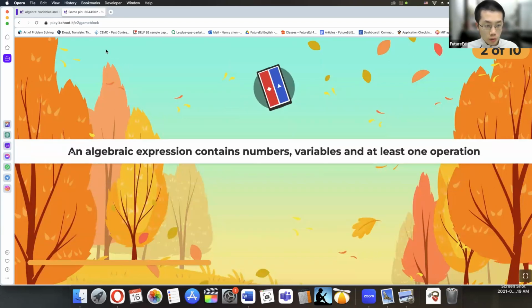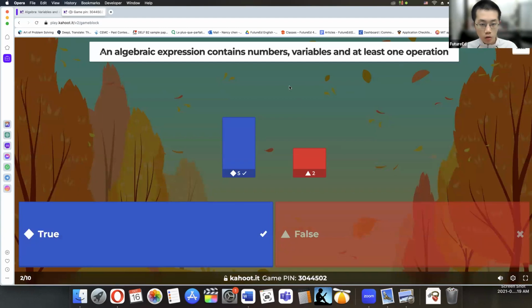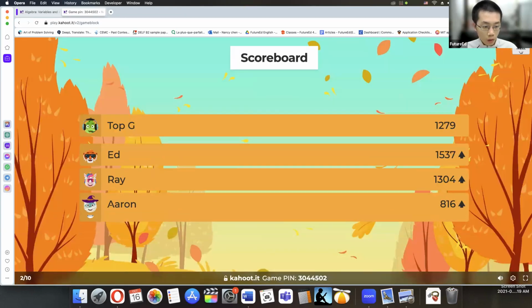But don't rush. That's my point here. It's testing concepts. Nice. So we see that an algebraic expression should contain only numbers, variables, and at least one operation. If it's just like 2x, that's not an algebraic expression. If it's like 2x plus 5, then that is an algebraic expression. Right? Let's move on.